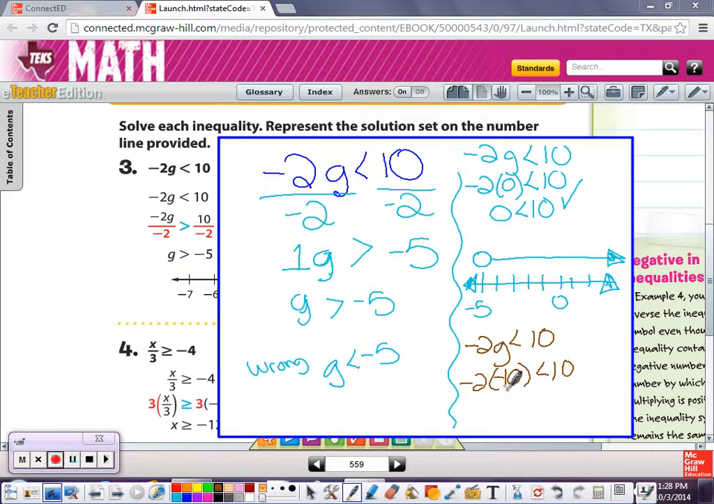A negative times a negative is a positive. And now I have the statement that positive 20 is less than positive 10. That is false. So just by not switching this arrow around, all the answers I would have gotten would have been all wrong. So whenever you multiply or divide by a negative number to solve an inequality, your symbol must flip direction. We will practice some more right now. Let's move on to the next example.